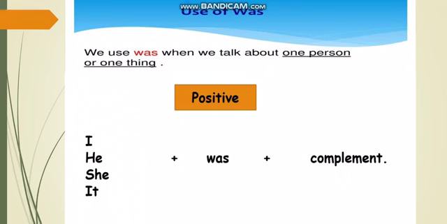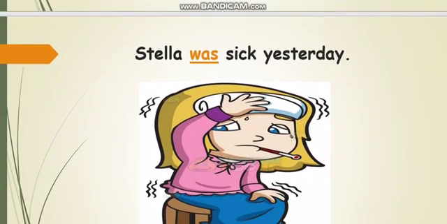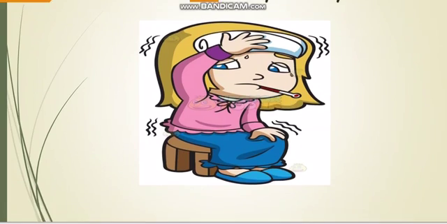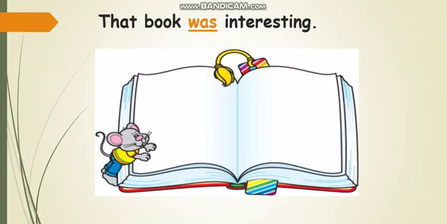Now look at these examples. Stella was sick yesterday. Repeat after me. Stella was sick yesterday. Here Stella is a singular noun, so we have to write was. Here we have a keyword yesterday in the past, so we will choose was. Okay? Now that book was interesting. That book is a singular noun. Here we have to write was.